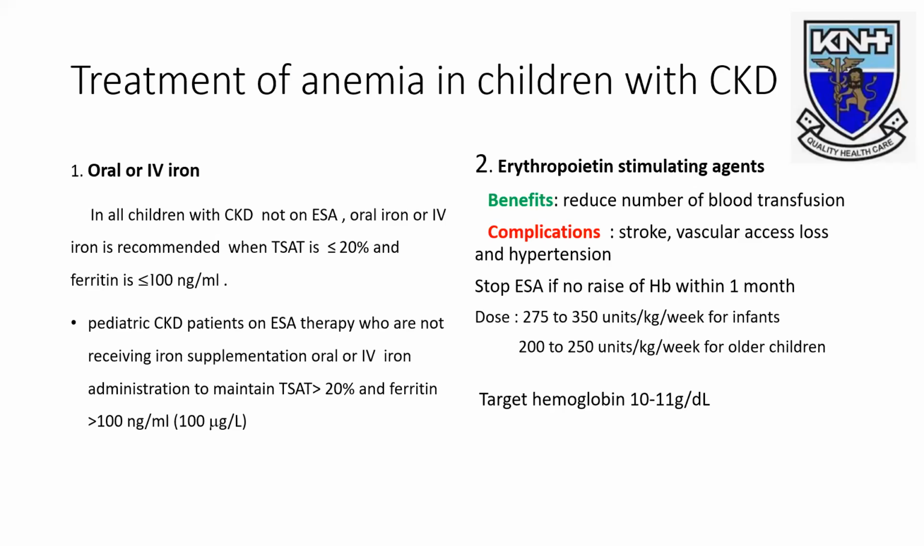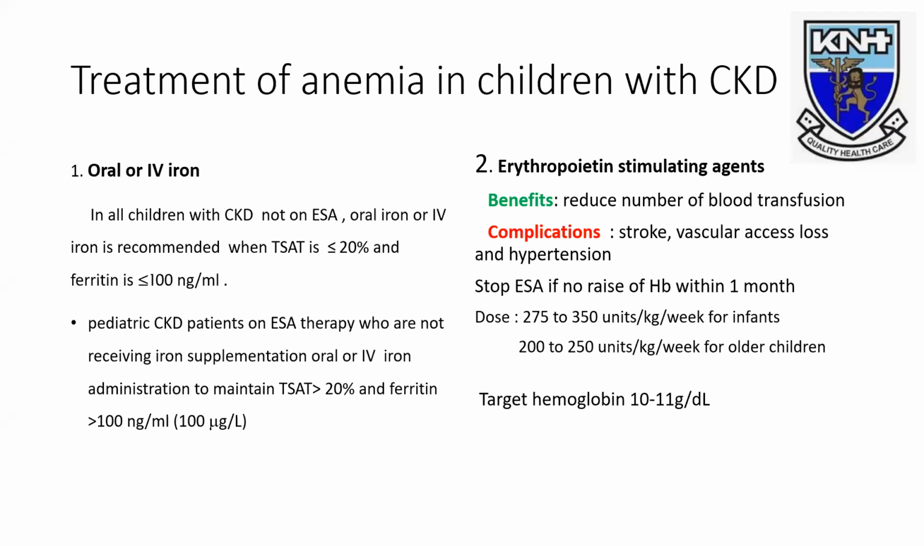Some children may require blood transfusions, others may require oral or IV iron sucrose, and others may require an erythropoietin stimulating agent. For children with chronic kidney disease not on an erythropoietin stimulating agent, oral iron or IV iron is recommended when transferrin saturation is less than 20% and the ferritin level is less than 100 nanograms per ml. At least the ferritin level, our lab can do it, and most labs can perform it.